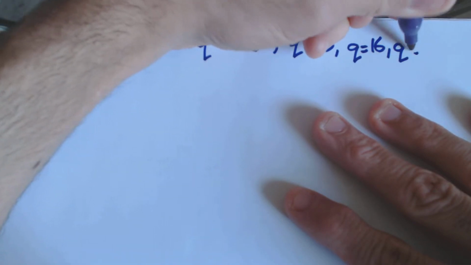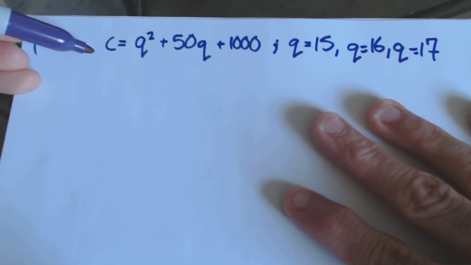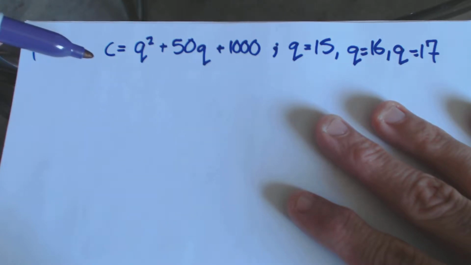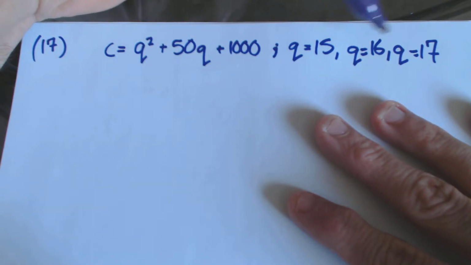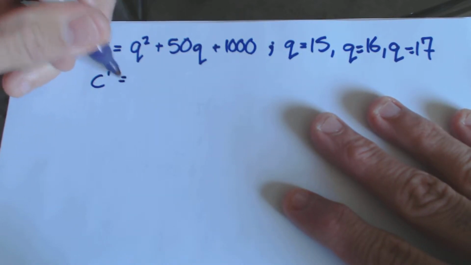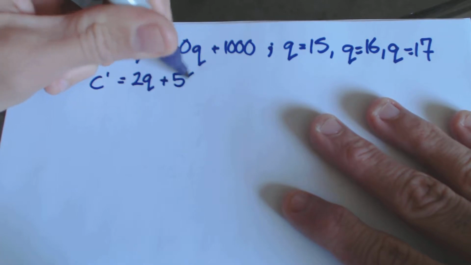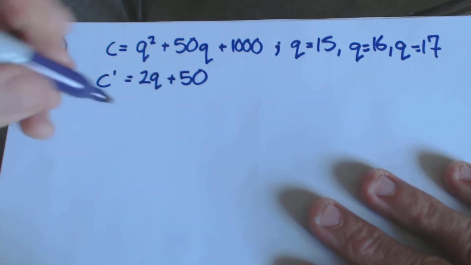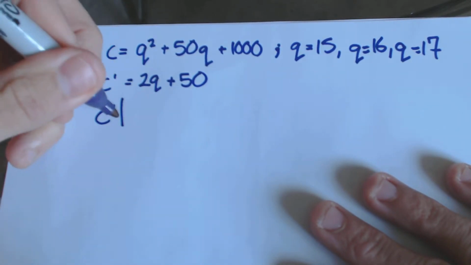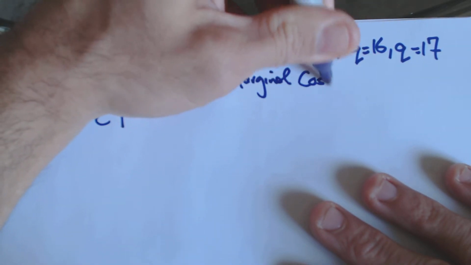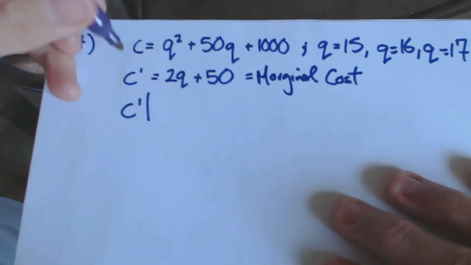So we're supposed to find the marginal cost function, which basically just means take the derivative of the cost function with respect to quantity. Then we need to evaluate marginal cost at each level of output, 15, 16, 17. So let's take the derivative. C prime is going to equal 2q plus 50. And now we're going to evaluate the derivative at the level of, so this is marginal cost. Just to be clear.